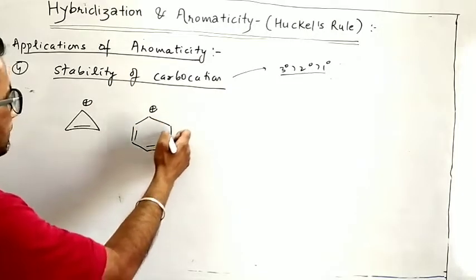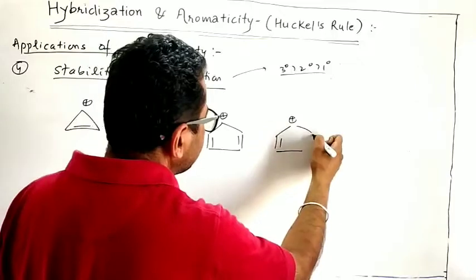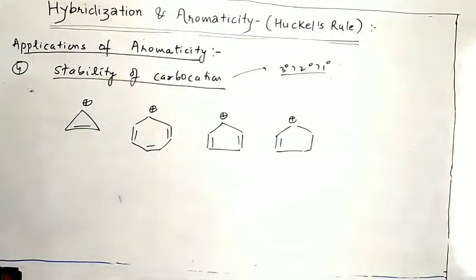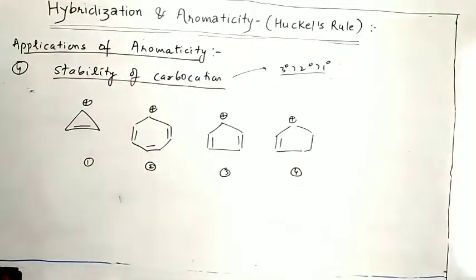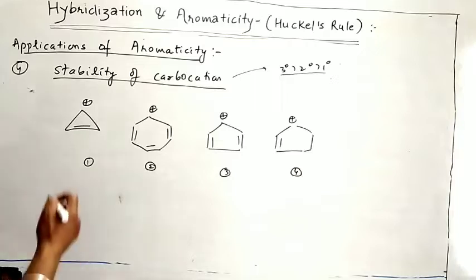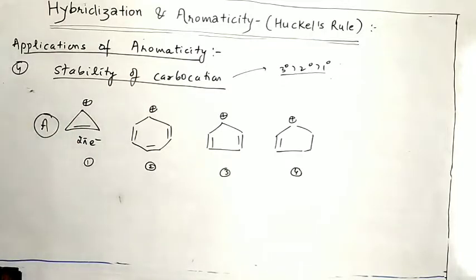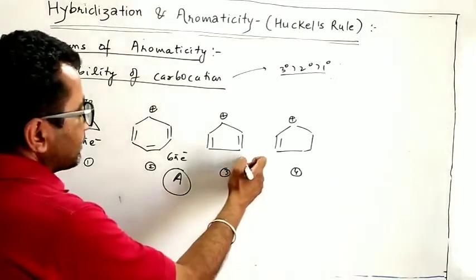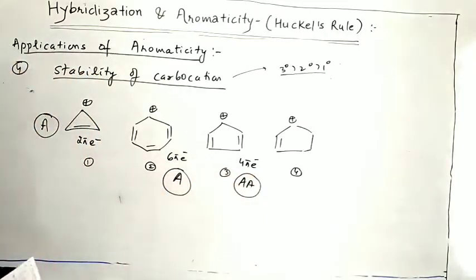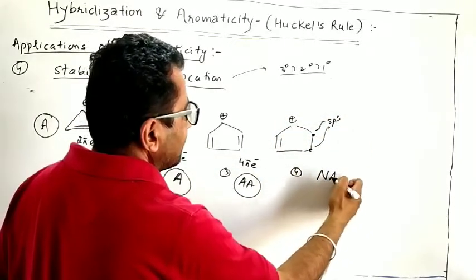So suppose these 4 compounds are given. These are all carbocations, and we have to arrange them according to their stability. Say this is your compound number 1, 2, 3 and 4. So there may be 4 options. Let's start and arrange them according to their stability. Apply the concept of aromaticity. A is a planar compound with 2pi electrons, so it is aromatic. B, again a completely conjugated 6pi electron system, again aromatic. C is completely conjugated but has 4pi electrons, so it is anti-aromatic. D, this carbon and this carbon are sp3. It means the compound is not planar, so it is non-aromatic.